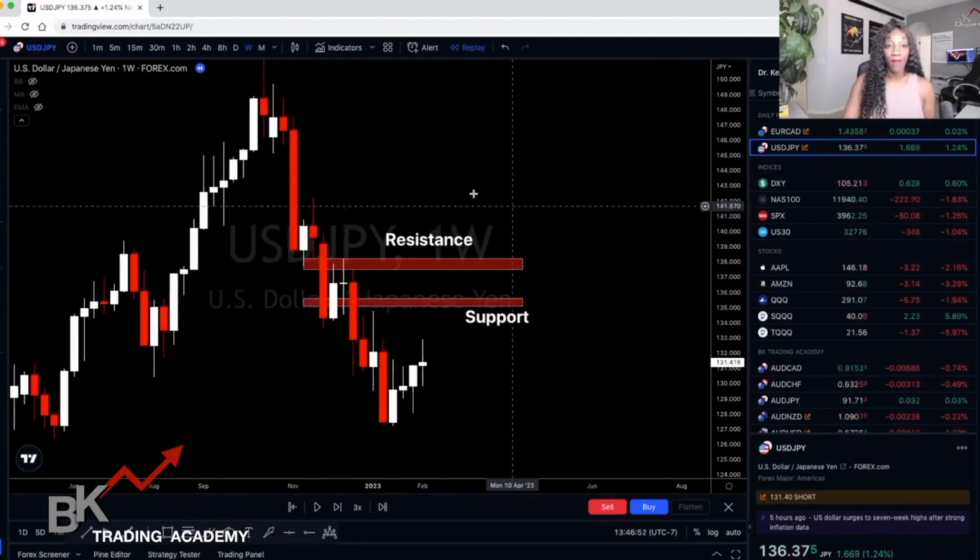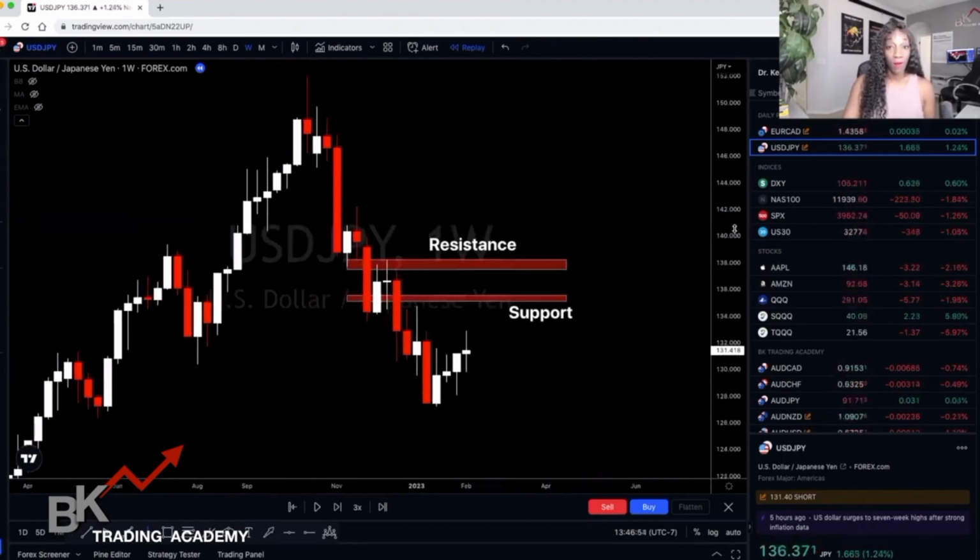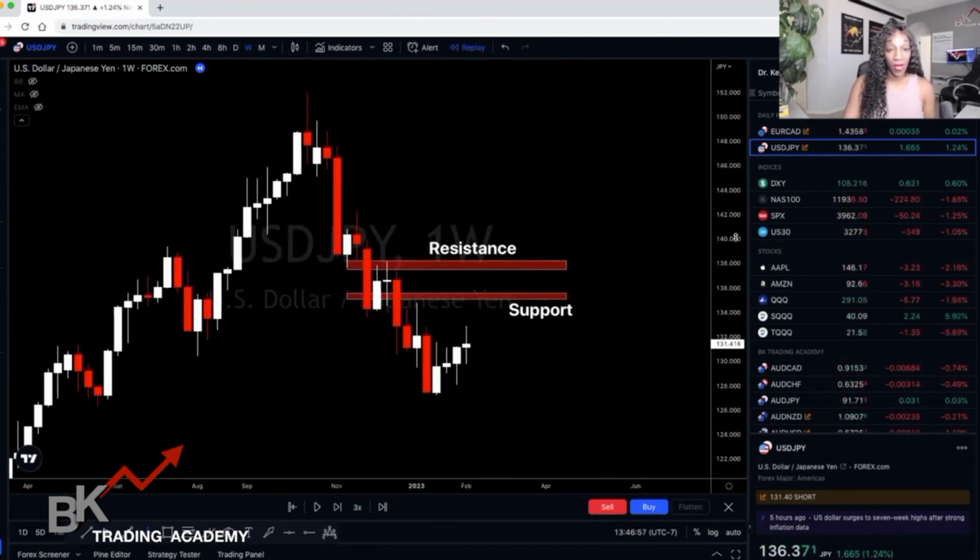So let's point out a few things on this weekly. And the reason why I'm starting from the weekly time frame is that I'm a short-term swing trader. So even if you are a scalper or an intraday trader, the weekly and daily are excellent time frames to analyze, especially because they help you make wise decisions on the lower time frame.